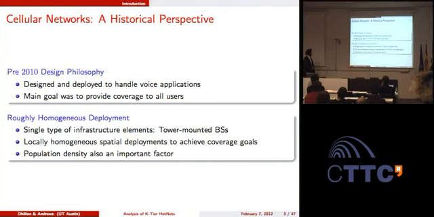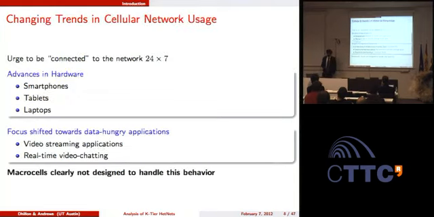And then the deployments were also based on population density, as I said. So this led to networks that were not really challenging. You could come up with a simple model and analyze them. That's what we have been doing so far.